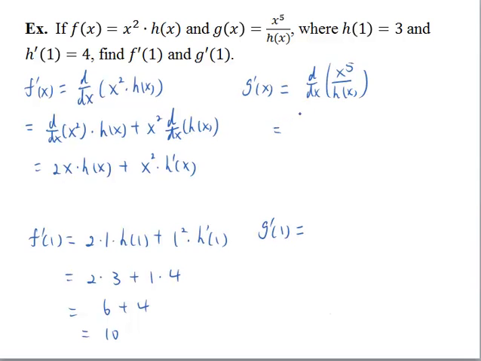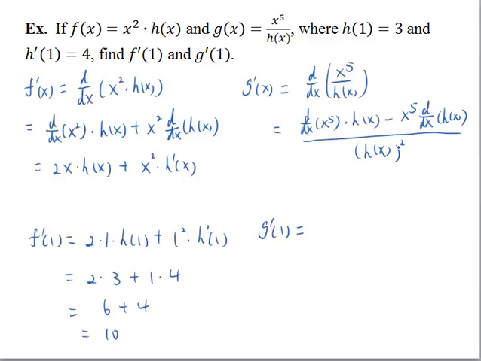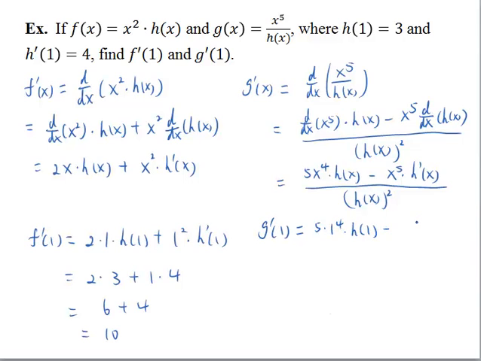For g prime x, it is the derivative of x to the fifth over h of x. So the derivative is the derivative of the numerator times the denominator minus the numerator times the derivative of the denominator, then divide by the whole denominator squared. This is the quotient rule. So the derivative of x to the fifth is 5x to the fourth, and the derivative of h of x is h prime x. Then we copy h of x squared in the denominator. Now we substitute 1 into every single x. We get 5 times 1 to the fourth times h of 1 minus 1 to the fifth times h prime 1, divided by h of 1 squared.